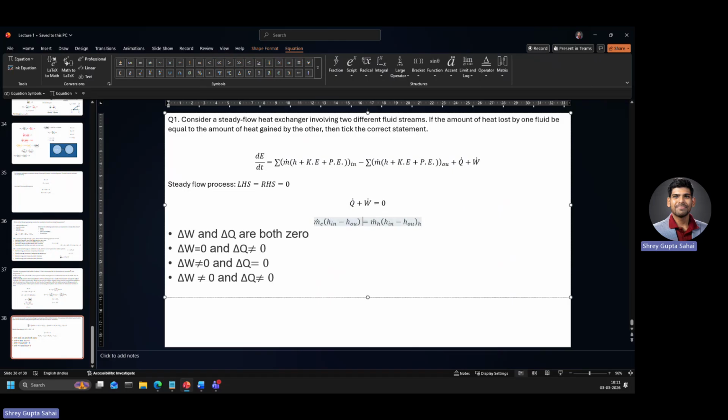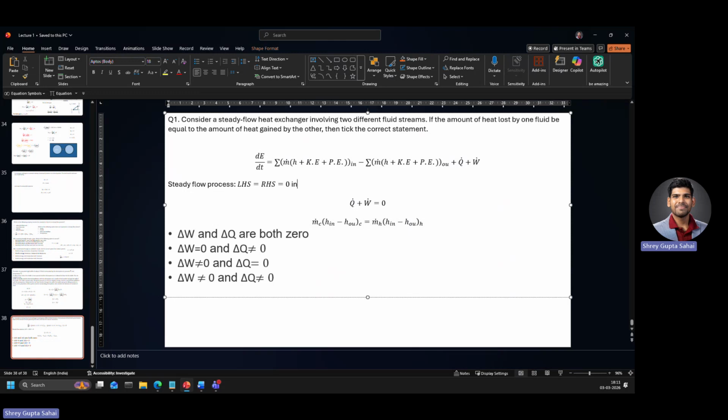Another thing to note here is when I said that steady flow processes are defined by this process, let me write in mass and energy conservation. Steady flow processes essentially means that there will be no changes with time. So there will be no accumulation terms remaining. That's why dE by dt is zero. So for a heat exchanger, this is generally what we see. Essentially, these summation terms cancel out, and in that case, Q dot plus W dot has to be zero.